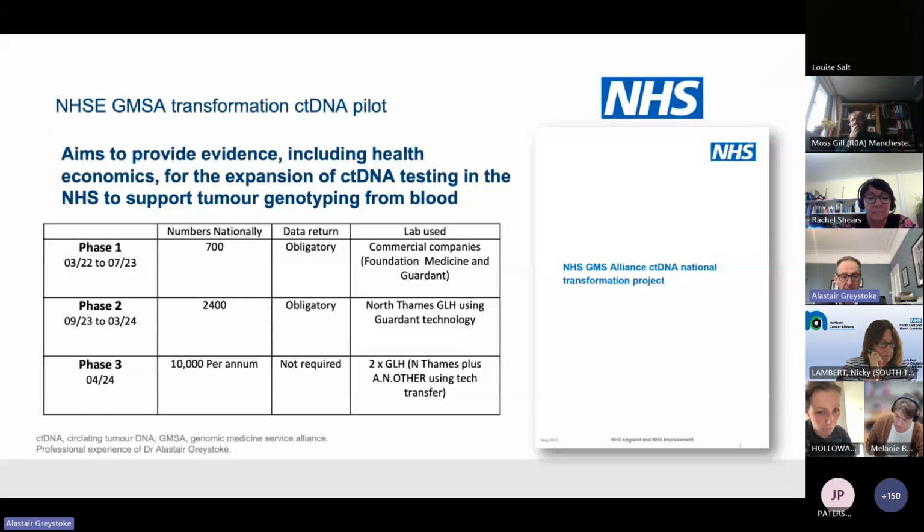And then hopefully, as of April this year, it will go into a sort of fully commissioned service, 10,000 samples per annum, where we won't be required to provide data back. And we're hoping that that service will be provided by two of the genomic laboratory hubs, North Thames and another one using a tech transfer from a company.